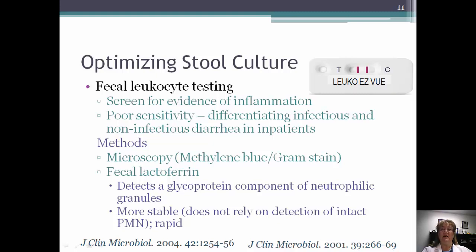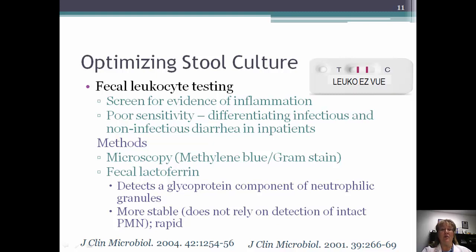So what can we do method-wise? We can use microscopy using either something like a methylene blue stain or a gram stain. Also, there are now cartridge immunoassays that detect fecal lactoferrin. Again, something else that I would recommend more so perhaps than microscopy, even though it is a little bit more expensive, primarily because the fecal lactoferrin assays detect a glycoprotein component of the neutrophilic granules. The best thing about it, though, is that it is more stable.